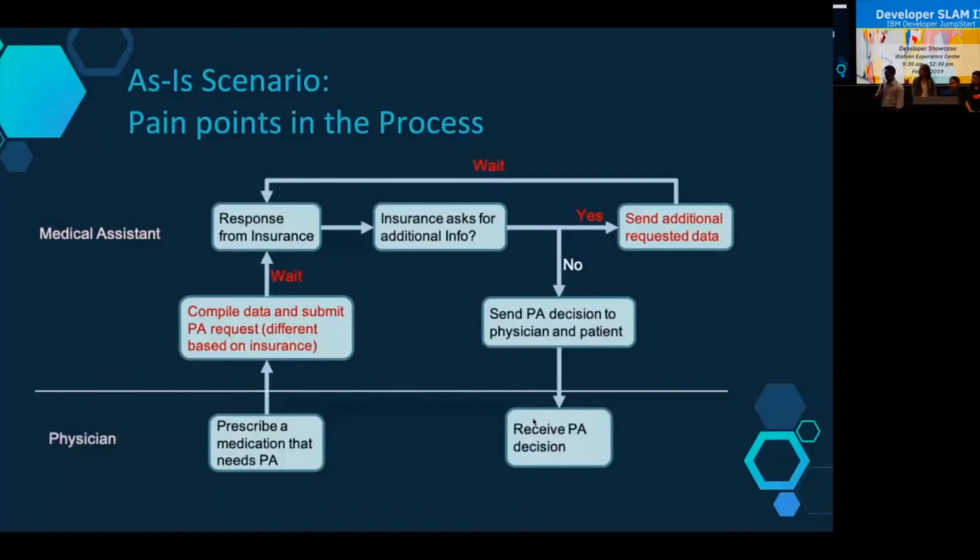And then when we finally do get a response from the insurance, it could be that the insurance says that the submitted information actually wasn't sufficient to come to a decision, and they request more information. So the medical assistant goes back into this loop of having to resubmit the request and wait for yet another response before finally getting a decision for the physician and the patient.